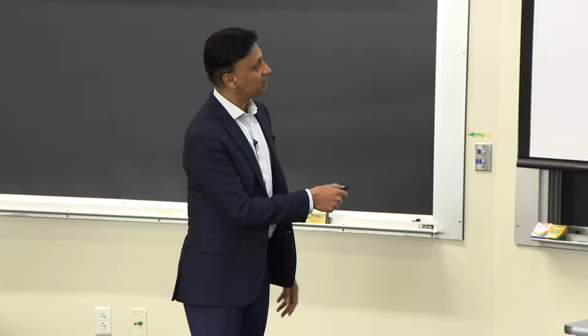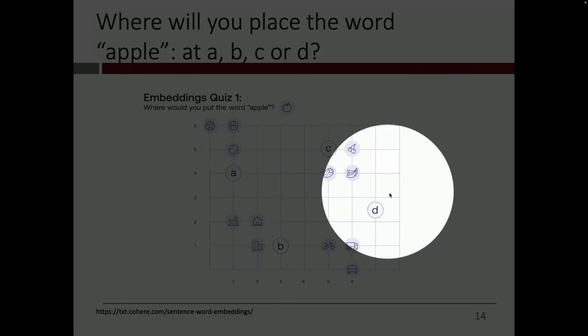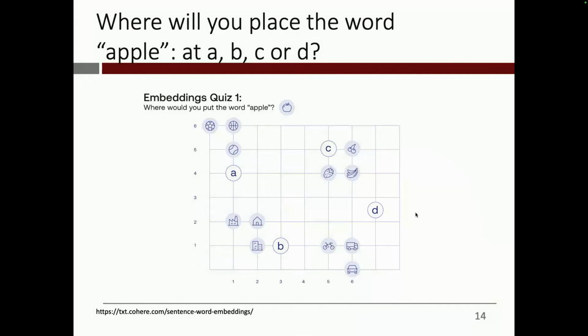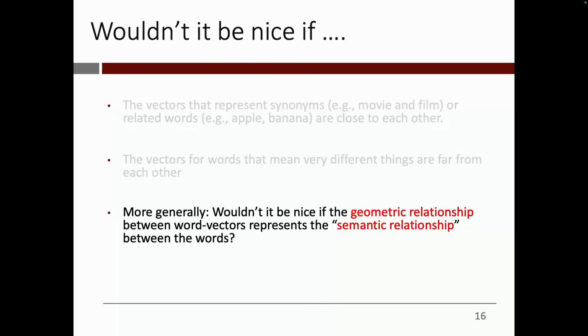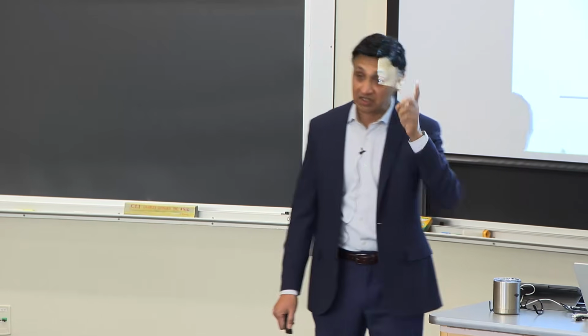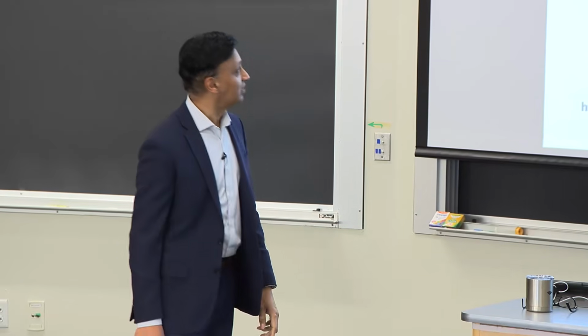So now if you take the word apple, where do you think it's going to go? Is it going to go into A, C, D, or B? C, right? It makes eminent sense it's going to go to C. Good. Now, would it be nice if, more generally, the geometric relationship between word vectors represents the semantic relationship between the underlying objects that the words represent? Okay? And I say relationship and not distance because it's not just distance, it's actually more than that. Okay? So let's look at another one.